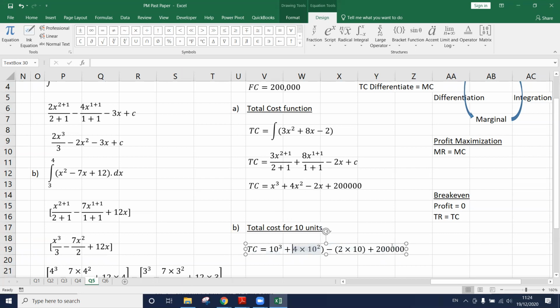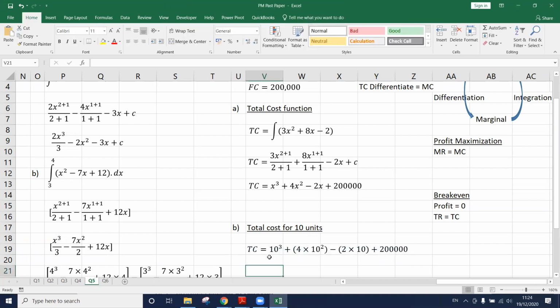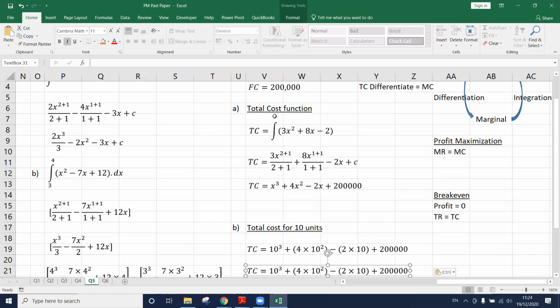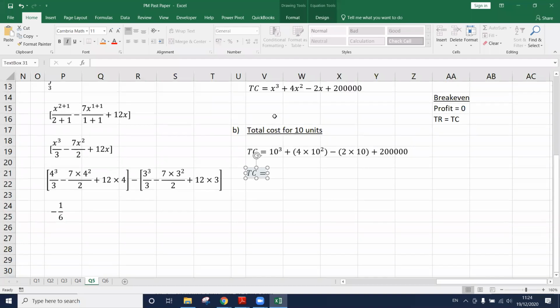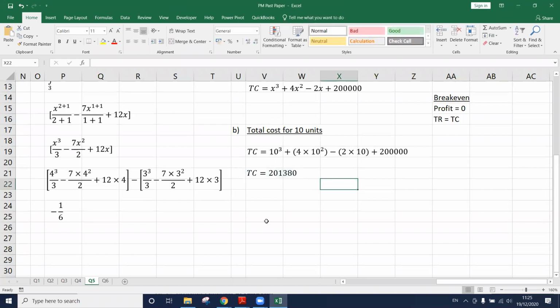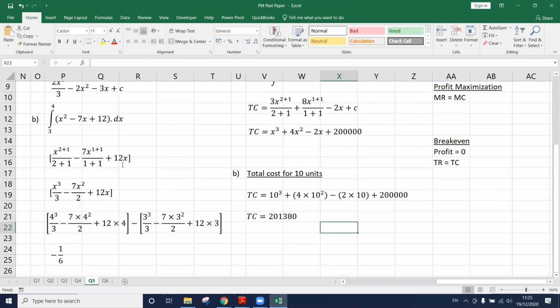What will be the value you can get here? I think an answer is here. What is the total cost to produce 10 units? ඒකක 10ක් හදන්න මුළු ප්‍රිවය කීයක් යනවද? What should be the total cost? $201,380. අවසර කරාට පස්සේ මෙන්න මේ ආන්සර් එක එන්න ඕන. Okay, so that is from differentiation and integration. අනිවාර්යයෙන්ම ලකුණු 20කට අහනවම තමයි.